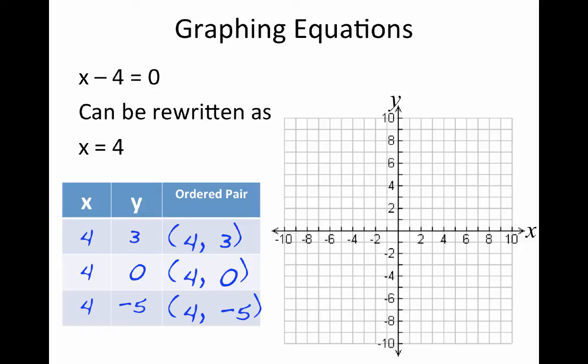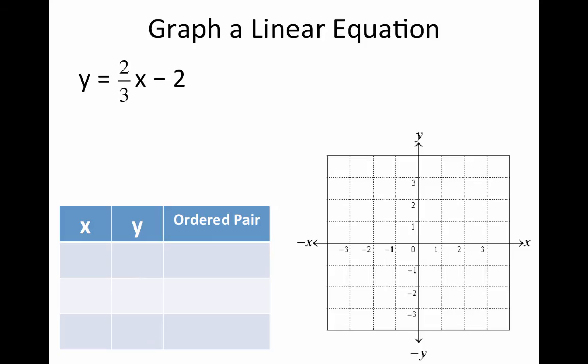So that means I've got the ordered pairs. X is 4, y is 3. X is 4, y is 0. X is 4, y is -5. It doesn't matter what value y is. X is always 4. So when x is 4, y is 3. When x is 4, y is 0. When x is 4, y is -5, and I can graph the vertical line at x is equal to 4. For any y value along that line, x is always equal to 4.